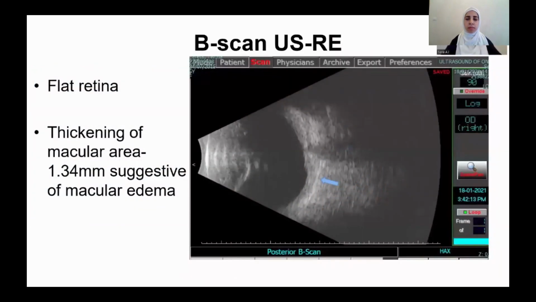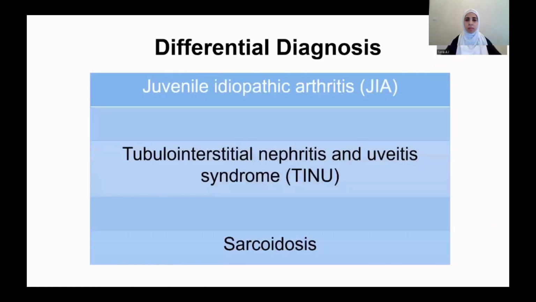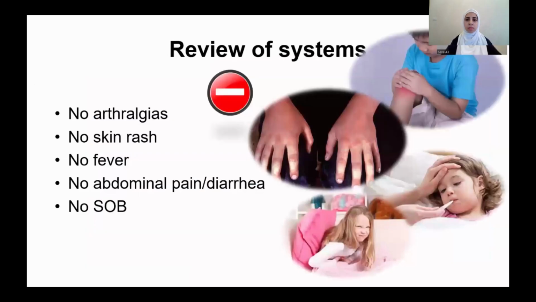Our patient underwent B-scan ultrasound, which showed a flat retina and thickening of the macular area, suggestive of macular edema. Our differential diagnosis for this patient included juvenile idiopathic arthritis, tubulointerstitial nephritis and uveitis syndrome, and sarcoidosis. On review of systems, she had no arthralgia, no skin rash, no fever, no abdominal pain or diarrhea, nor any respiratory symptoms.